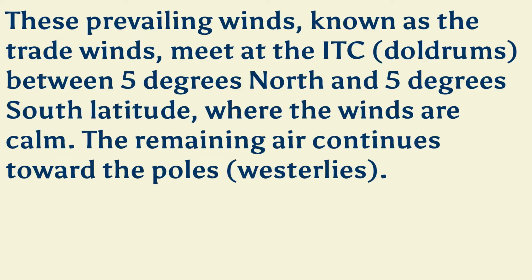These prevailing winds, known as the trade winds, meet at the intertropical convergence zone, also called the doldrums. They meet between 5 degrees north and 5 degrees south latitude, where the winds are very calm. The remaining air that does not descend at 30 degrees north or south latitude continues toward the poles and is known as westerly winds, or the westerlies. Michigan lives in the westerlies latitude. The trade winds are so named because ships historically took advantage of them to aid them in their journeys between Europe and the Americas.